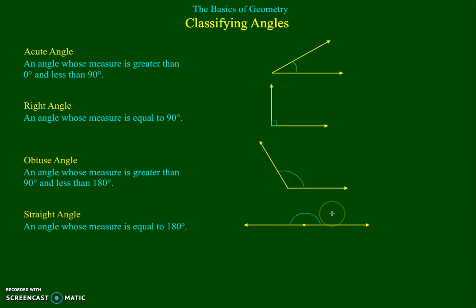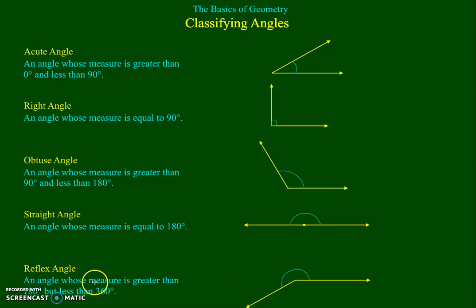And the last classification, this is not going to be in the book, but it is called a reflex angle. A reflex angle is an angle whose measure is greater than 180 but less than 360. Notice how the terminal side of the angle passes the horizontal. It goes past the horizontal. Notice that the other side is necessarily an obtuse angle. It could also be an acute angle. It could be a right angle over here. But this reflex angle is always going to be greater than 180 and less than 360.